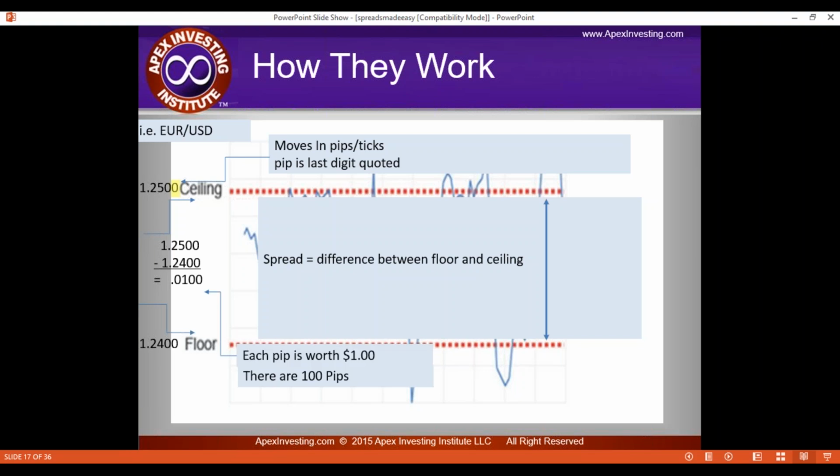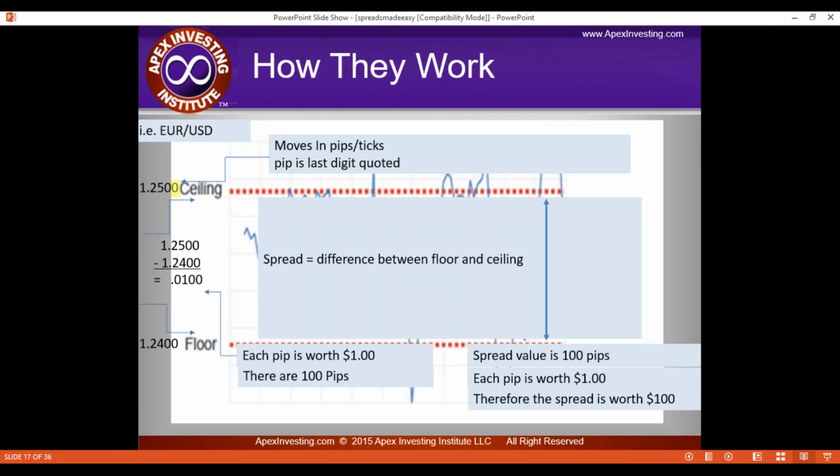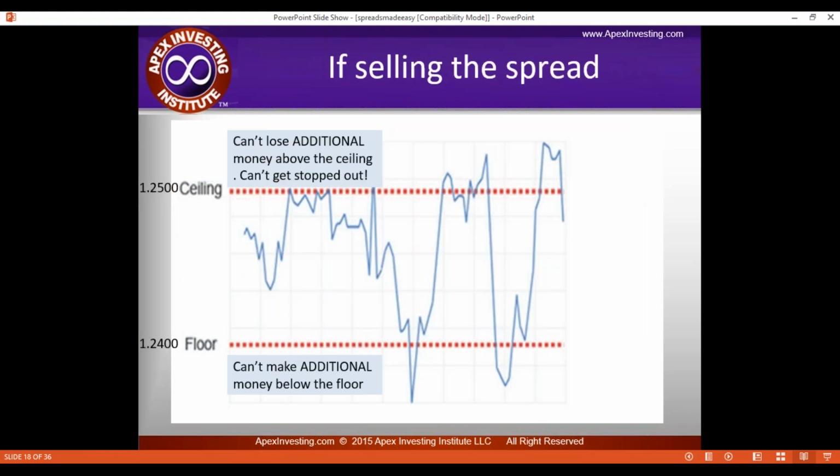Pip is the last digit quoted. Each pip is worth $1. All right, so this spread's value is 100 pips. Each pip is worth $1, therefore the spread is worth $100, but not in the sense that a binary is worth $100. Let me explain here.